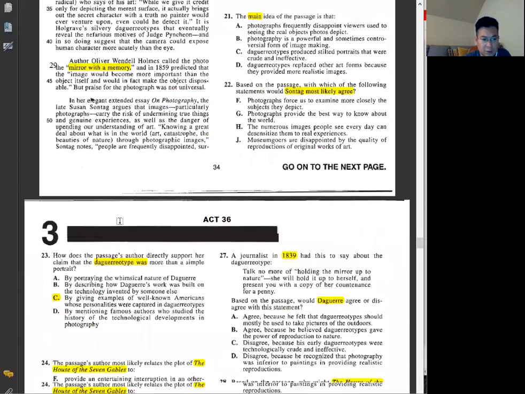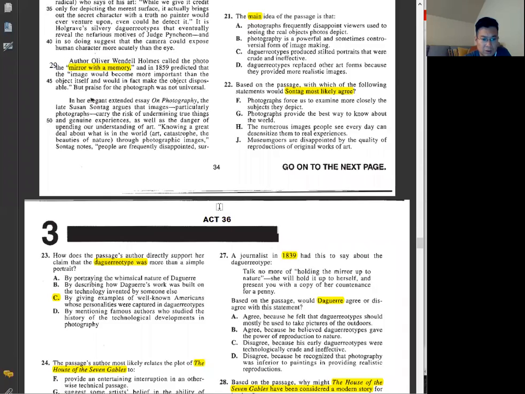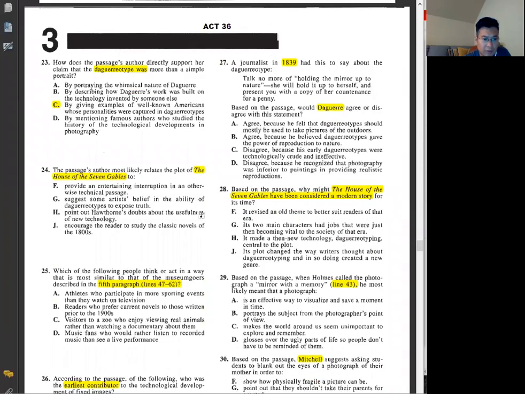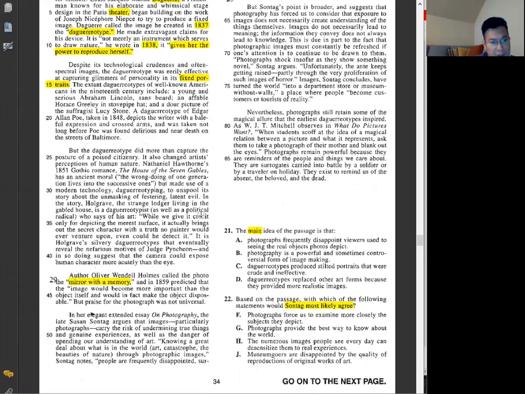So I remember that it talks about portrait somewhere when I actually read the questions. I don't remember where it was, but that's fine. We'll just continue and move on. And then it says something about the young and serious Abraham Lincoln with a beard, and so on. And then a daguerreotype from 1848 depicts the writer with a baleful expression and crossed arms, and was taken not long before Poe was found delirious and near death on a street in Baltimore.